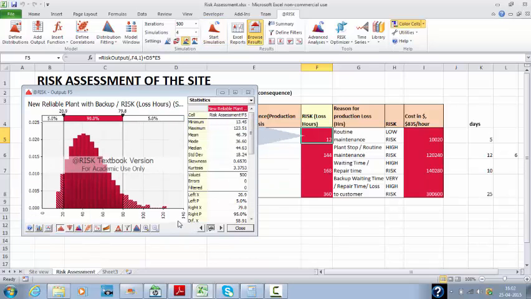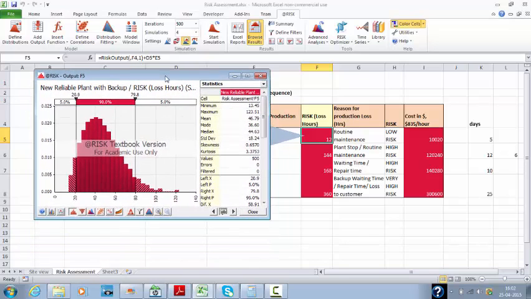As you can see, the mean is around 46.79 hours. That's the mean. In 90% we should be around 20 to 80 hours. That's quite reasonable. This 180 hours we are talking about is within 2 to 3 days, which is consistent with the actual experience we have with new and reliable plants when they're first installed.